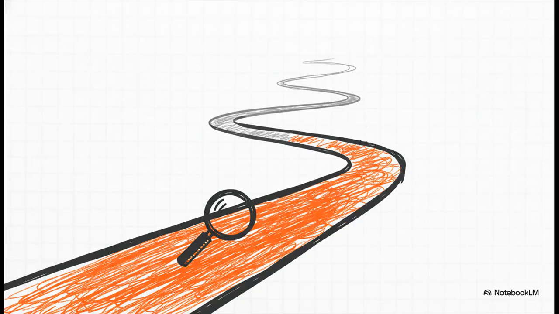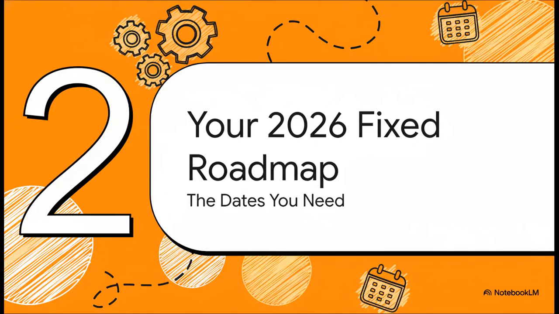So, to give you a roadmap that you can actually use to plan your year, we're going to stick to the most common path. For the rest of this breakdown, we're going to focus only on the dates that come from the predictable, fixed calendar. All right, let's get down to brass tacks. Here are the key dates you've been waiting for, the ones you'll need for your 2026 roadmap.